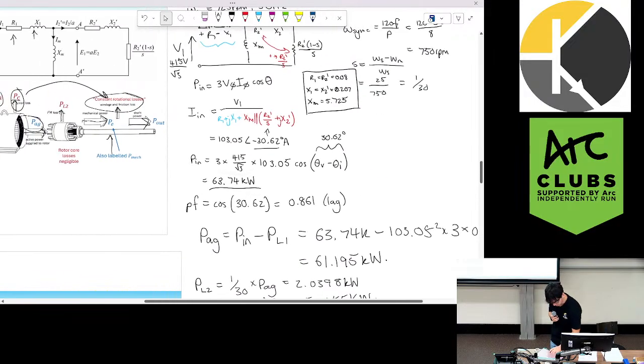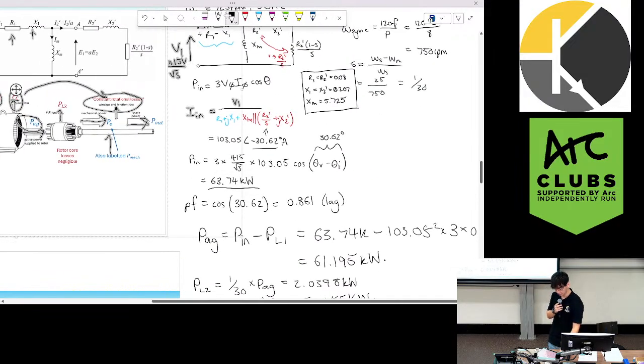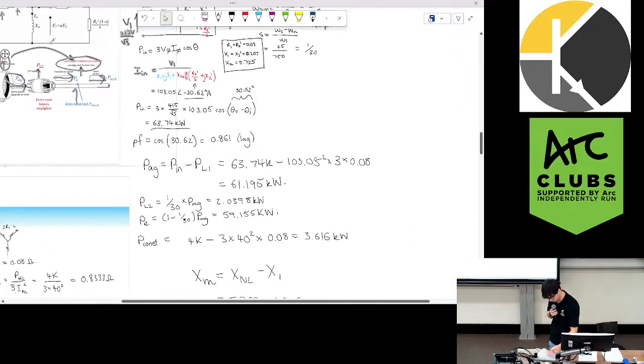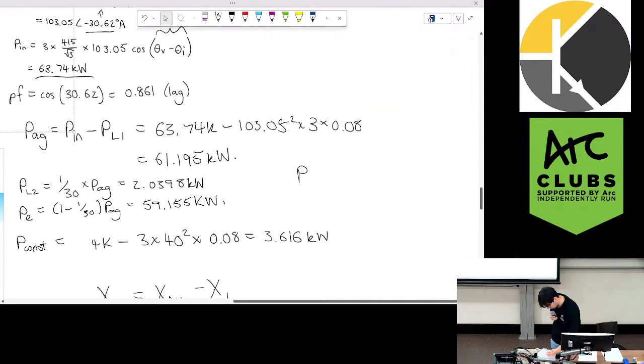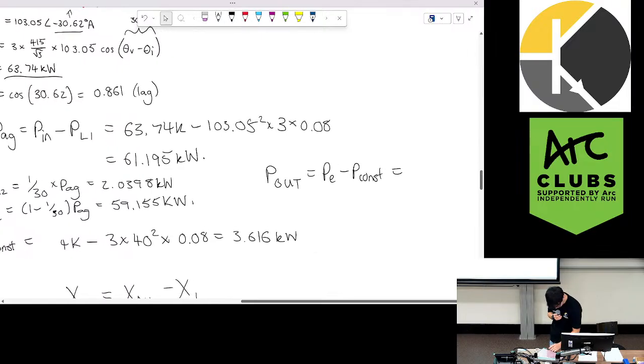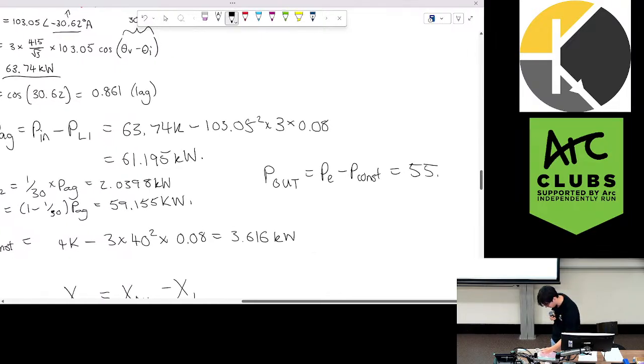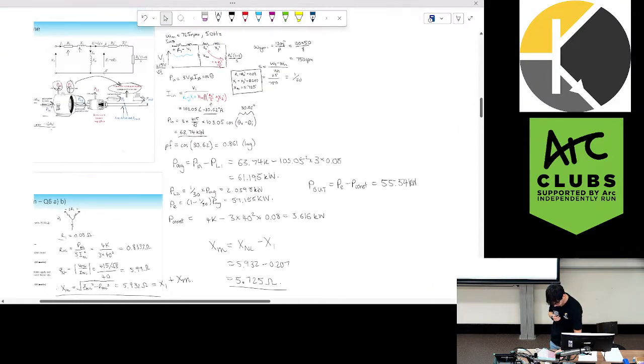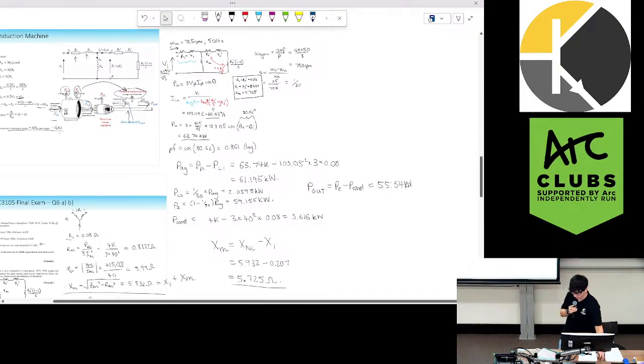Alright, going back to our diagram, the output power is simply the developed power minus the constant losses. So the output power is P_E minus P constant. That gives us a final value of 55.54 kilowatt. Okay. So yeah, that is that question.